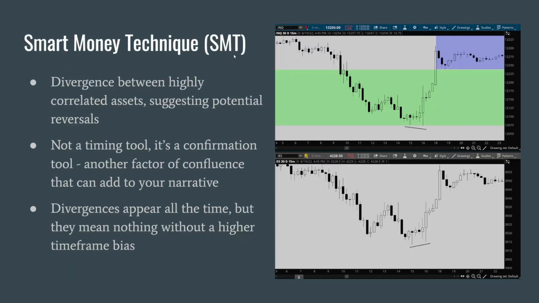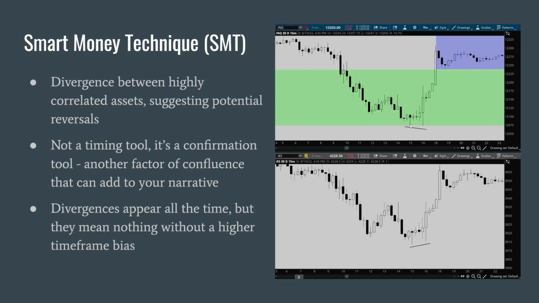Another thing that's covered in this series is the smart money technique, or SMT, which is a divergence between highly correlated assets that suggest potential reversals. And it's not meant to be used as a tool to time the market, but rather as a confirmation, another factor of confluence that can add to your narrative. Because clearly divergences will appear all the time, but they don't really mean anything without a higher time frame bias.